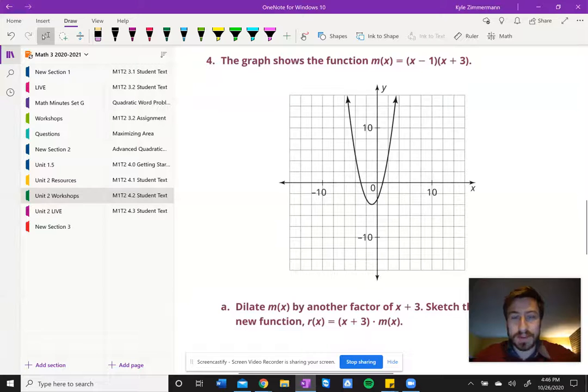Hey team, it's Mr. Z, and we're going to continue where we left off, where we were dilating basically a line by another line, resulting in the quadratic below. And we're going to go ahead and review some key things. So let's go ahead and start.